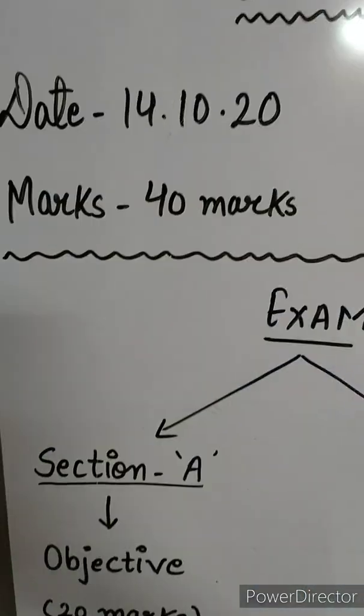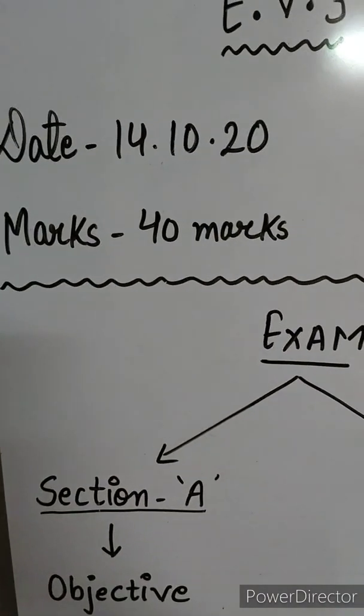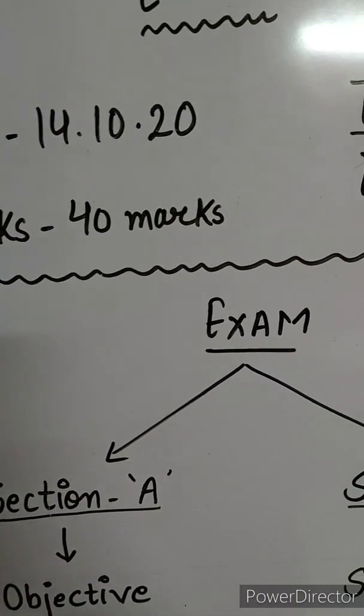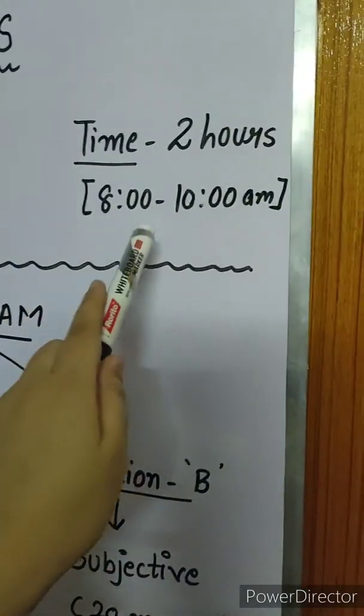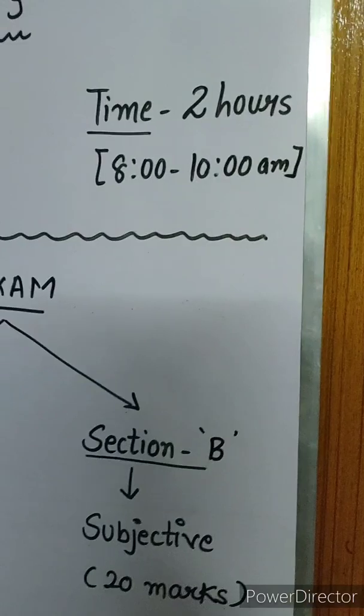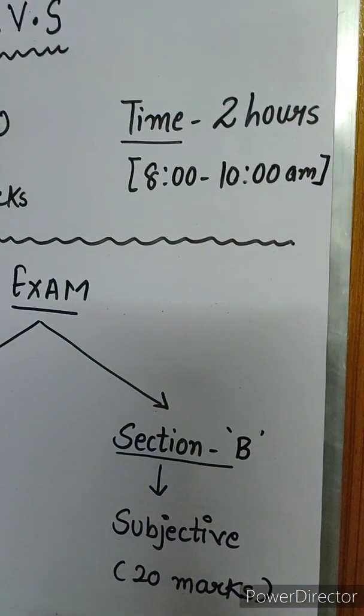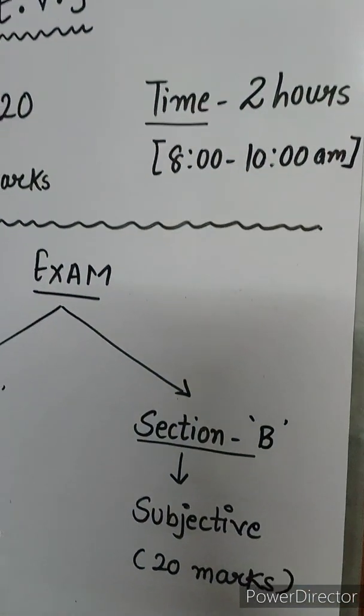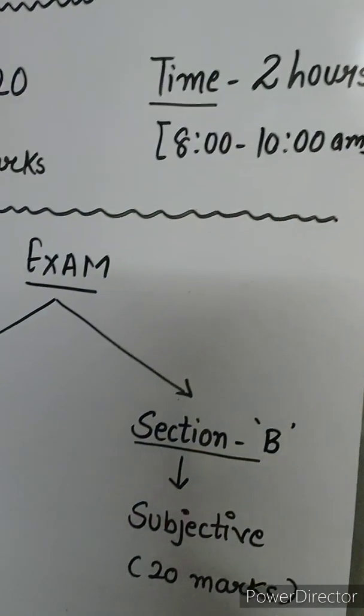Students, you all know that your EVS exam will be on 14th of October, right? And timings will be from 8 to 10. That means you have 2 hours to complete your paper. You will get a Google link on your WhatsApp group. You have to open that and attempt your paper within 2 hours.